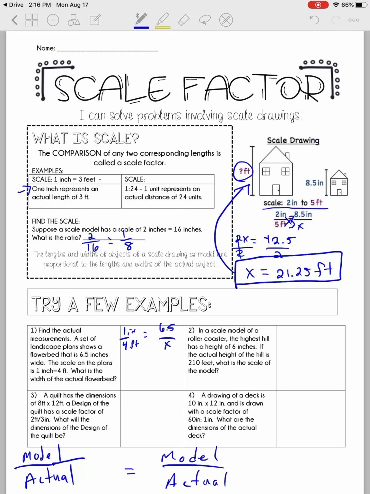Notice this scenario is set up just like it is on the bottom of your page. Model over actual equals model over actual. And now we're just going to cross multiply and divide and find what x is. 4 times 6.5 equals 26. 1 times x equals x. So x equals 26 feet. So that means 6.5 inches wide on a scale, or at least for this scale, is equal to 26 feet in real life.